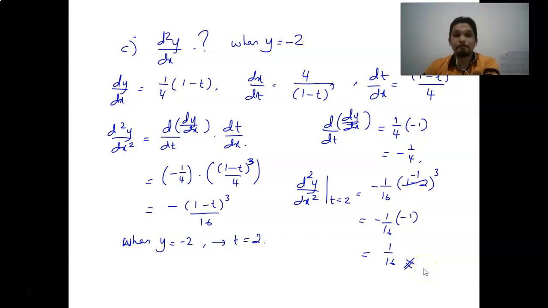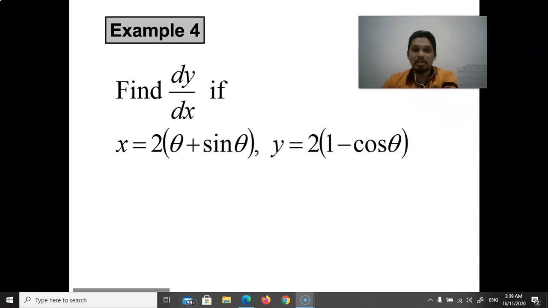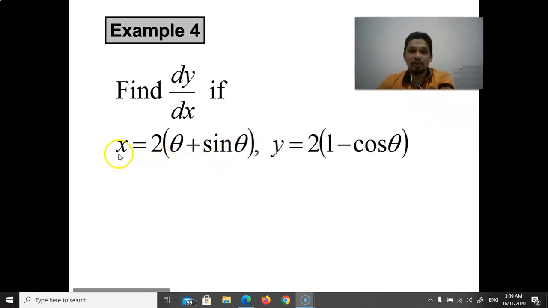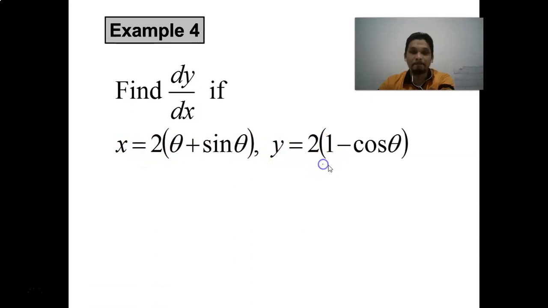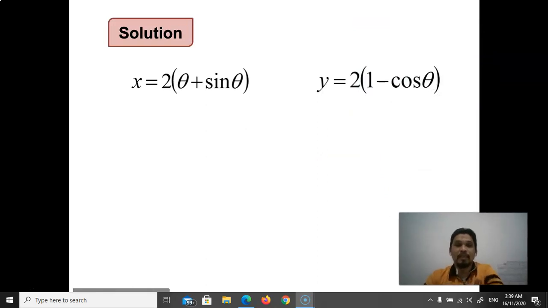Okay. Next question. Now, recall the equation of x with a variable of theta. Just now it was a variable of t, the parameter t. Now it's the parameter theta here. So find dy/dx if x and y are given.